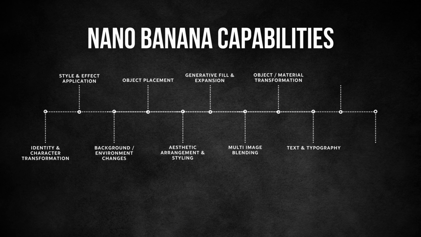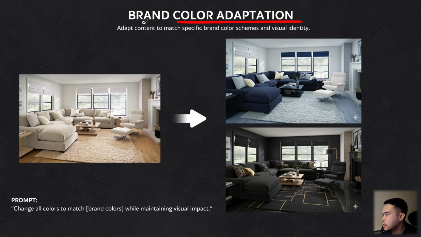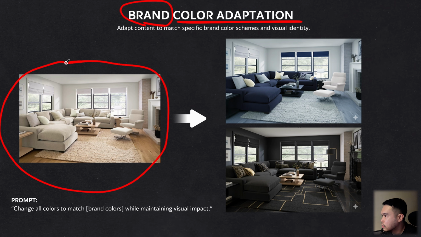So another cool capability Nano Banana has is color adaptation. And for businesses, this would be brand color adaptation, right? So it can adapt the content to match the specific colors that you want to give it. In this example, we have this neutral colored living room. And I said I want it to be blue and white like our brand colors. Then it gave me this. Or I want it to be black and gold. Then it gave me this.